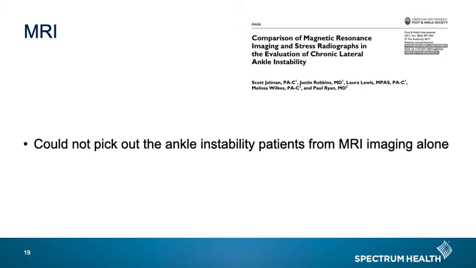That's an incredibly important point, that you have to use your physical exam and history to help figure out, are these ankles unstable? MRI does show lots of things and is a very helpful, good adjunct to look for other pathologies you may need to address, but it does not tell you that this ankle is unstable.